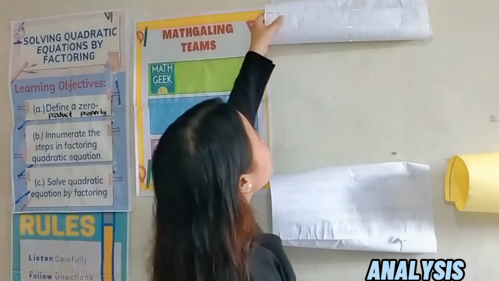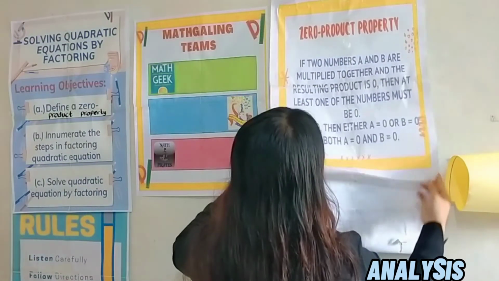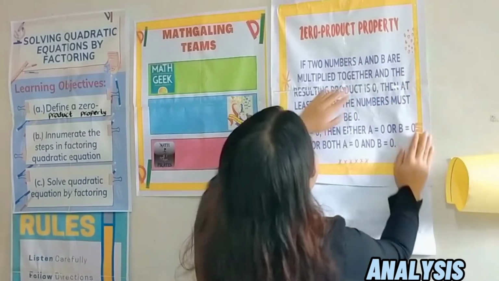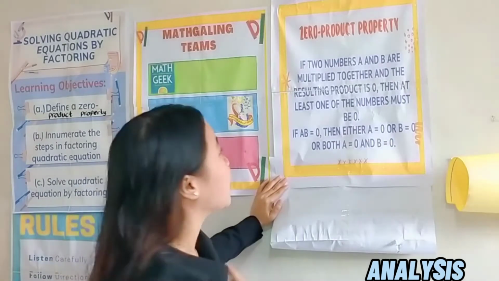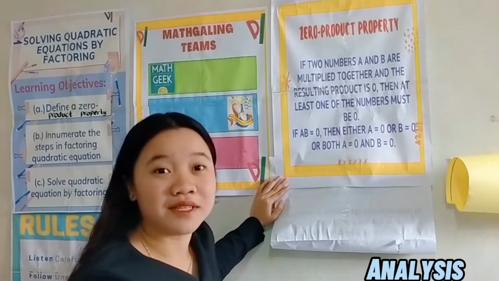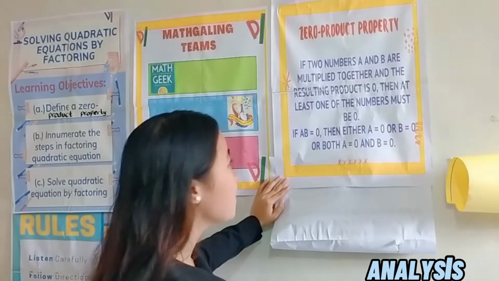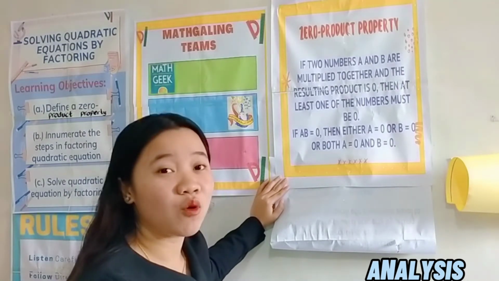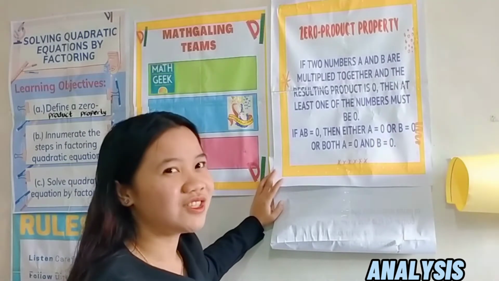Alright, so zero product property. If two numbers A and B are multiplied together and the resulting product is zero, then at least one of the numbers must be zero. If A times B equals zero, then either A equals zero or B equals zero, or it could be that both A and B equal zero.